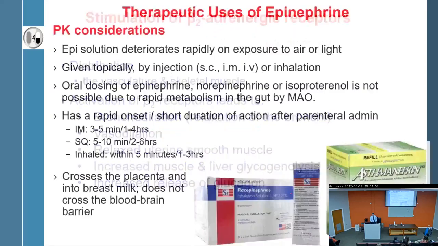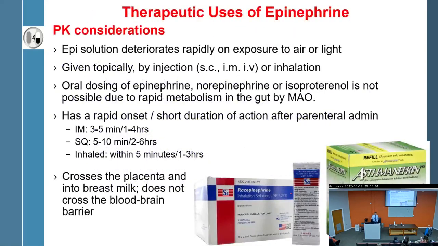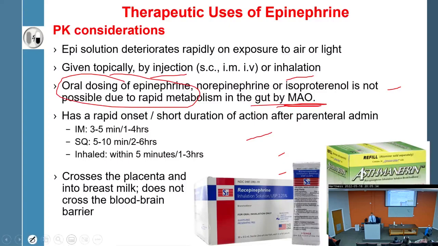Okay, so what is epinephrine used for? Well, you have different presentations, which I already mentioned. It can be given by injection or inhalation, right? Oral administration is not good because they are very labile. They can degrade rapidly by these metabolic enzymes, and that kind of thing.